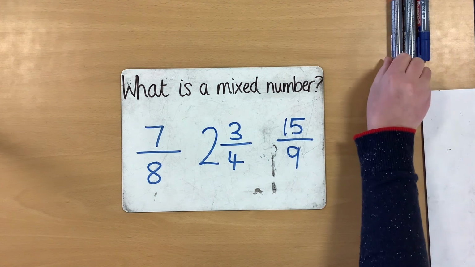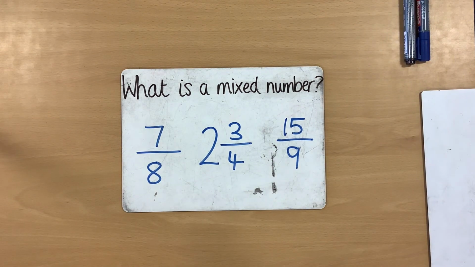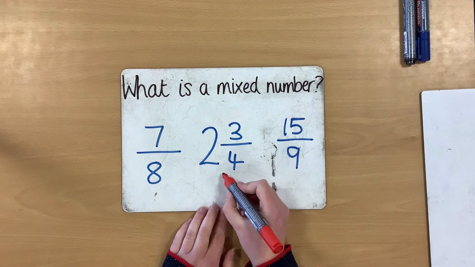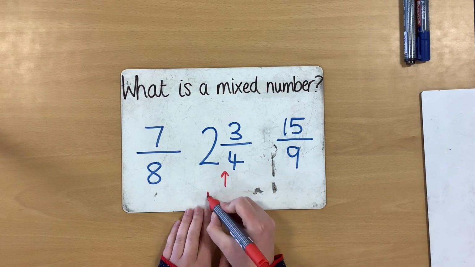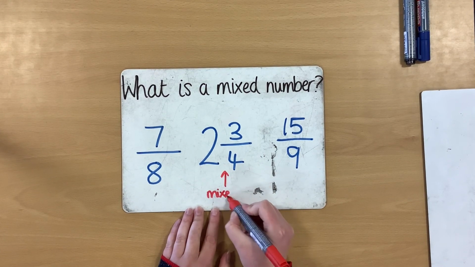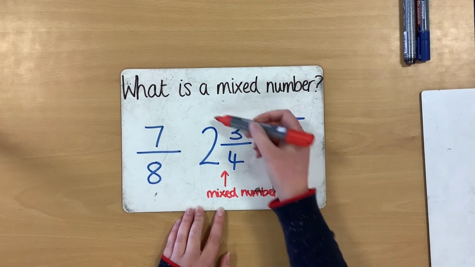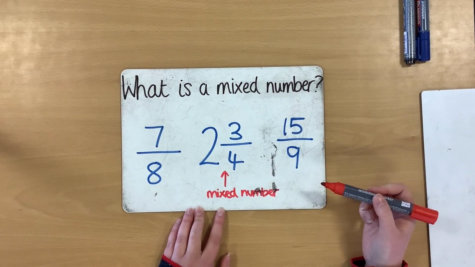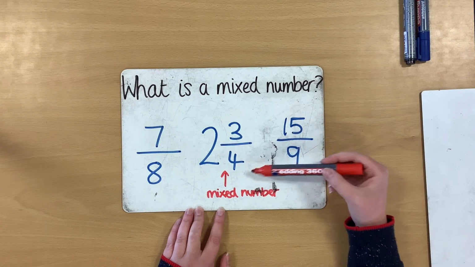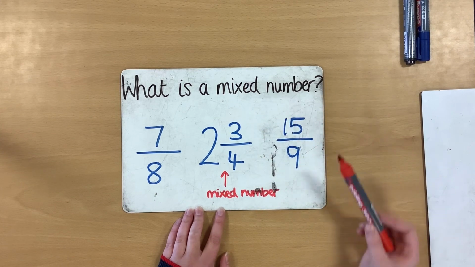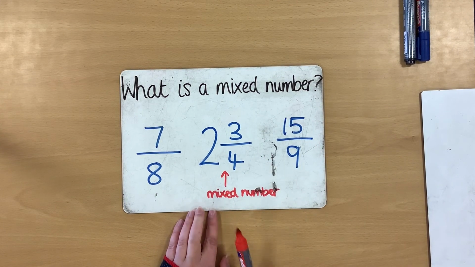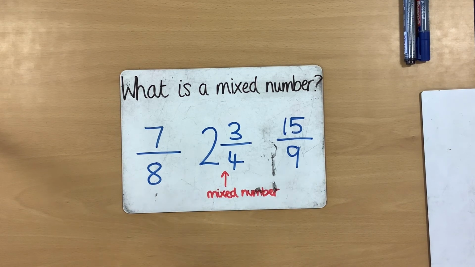Well, hopefully you have identified that 2 3/4 is a mixed number, because it is made up of a whole number, 2 wholes, and a fraction, 3/4. The way to remember is that it's mixed. There's a bit of both. We've got a whole number and a fraction, so it's a mixed number.